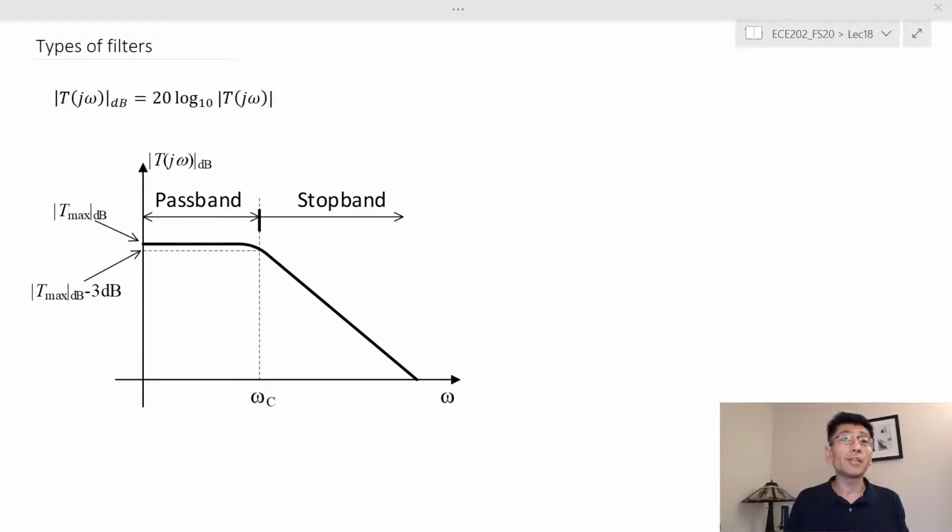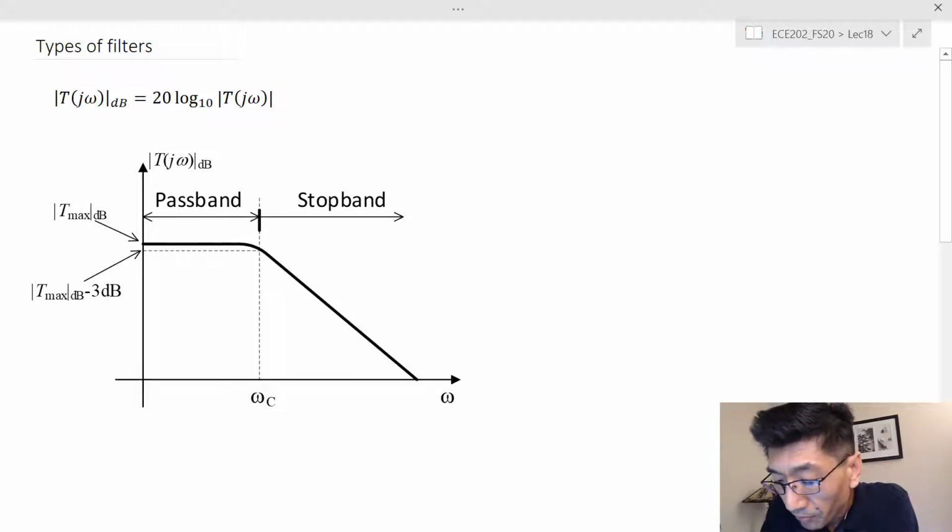Let's look at the different types of filters. The filters are categorized based on the shape of the T function, the gain function T(jω), which we just saw a moment ago for the low pass filter case. More commonly, we don't plot that gain directly. We transform that gain into the dB gain. And so this is the gain in dB.